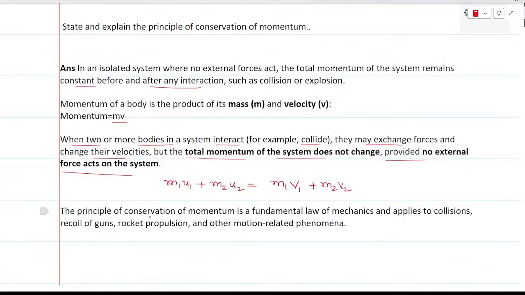The principle of conservation of momentum is a fundamental law of mechanics, and it is applied to all collisions, recoil of guns, rocket propulsion, and other motion related phenomena.